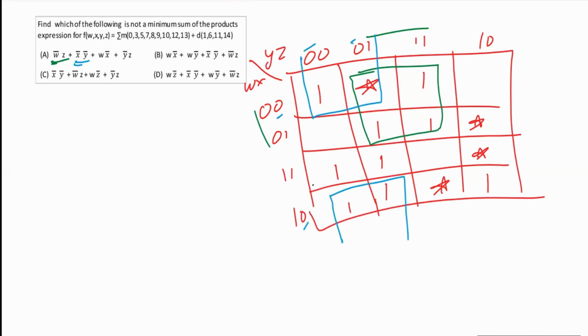Now suppose I am taking w into x bar. So w is this and x bar is this. Directly I can take these four as a single entity. Then I have y bar into z. So this y bar into this z, so I can select these four.